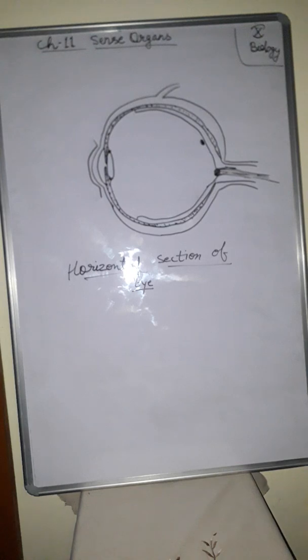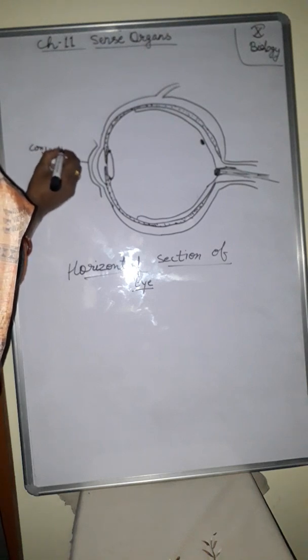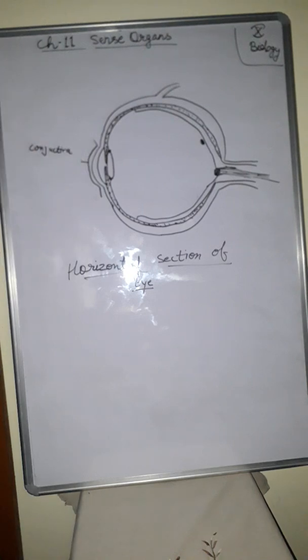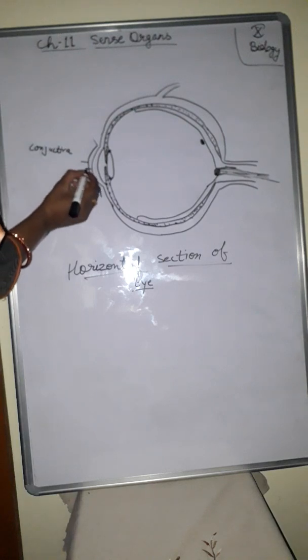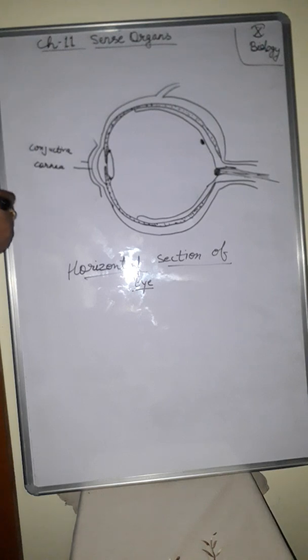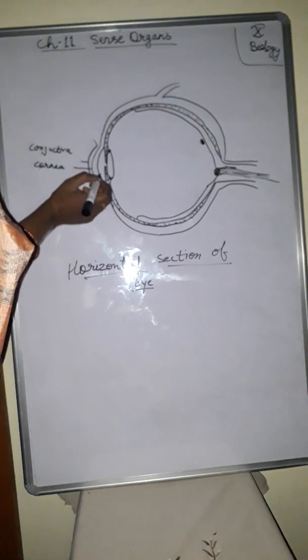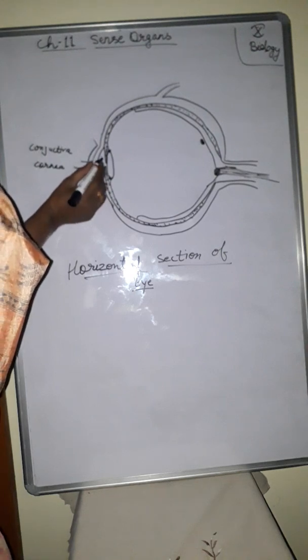Now see in this diagram the outer layer of the eye which protects the eye. The first one is conjunctiva. The second layer is cornea. After it, a fluid is filled here. This is called aqueous humor.